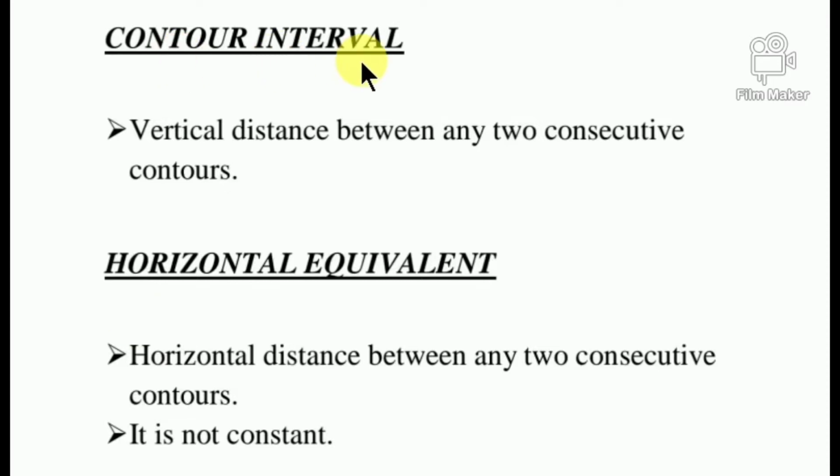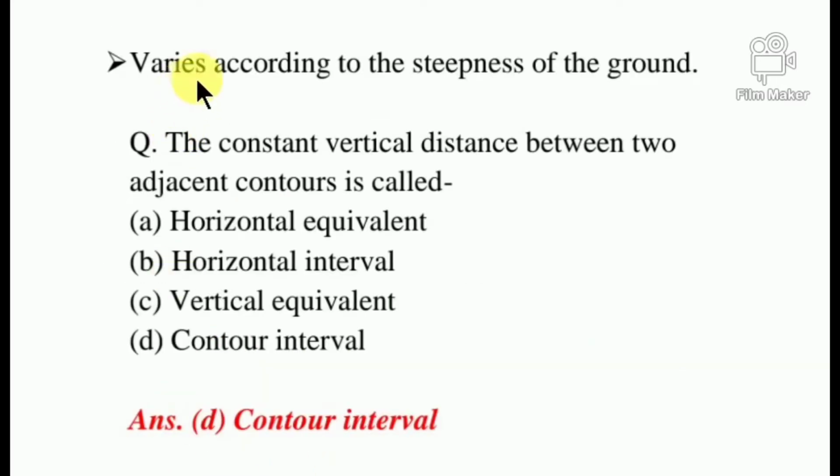So contour interval is the vertical distance between any two consecutive contours. And then we have the horizontal equivalent. The horizontal equivalent is the horizontal distance between any two consecutive contours, and this horizontal equivalent is not constant. The horizontal equivalent varies according to the steepness of the ground.